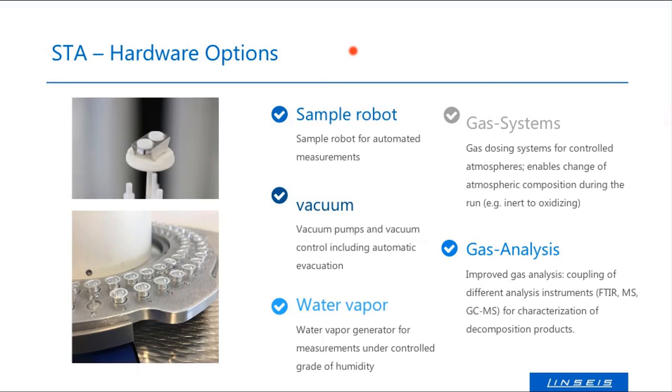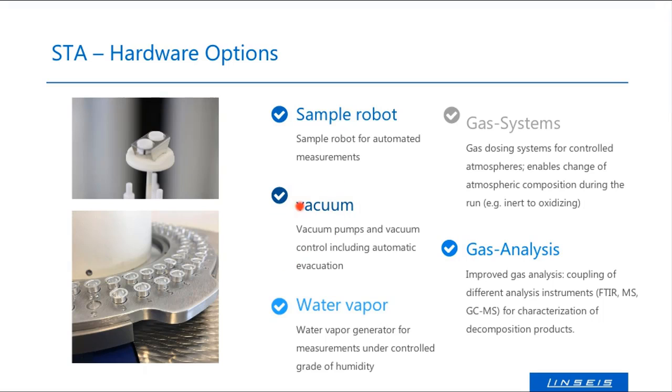Of course, there are some hardware options beside the furnace that can be exchanged. We offer sample robots, so you can perform automatic sample loading and unloading. So you can program your analyzers like you can see in the picture on the left side. You can place many samples on the sample robot, and then the system works autonomously.